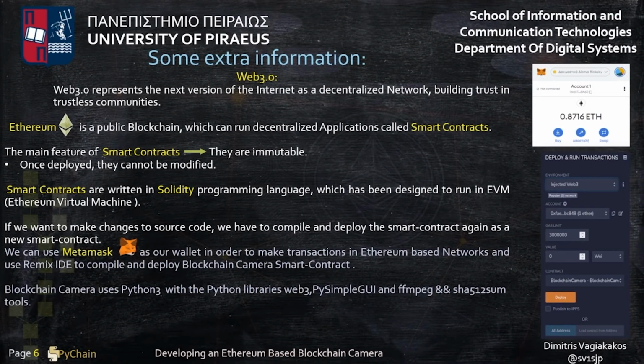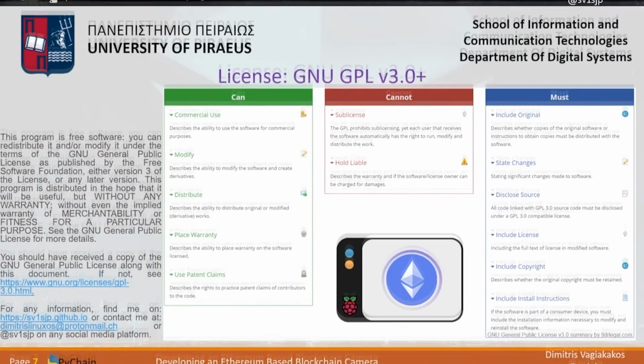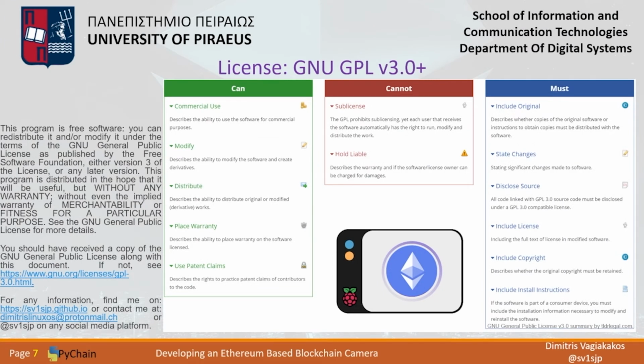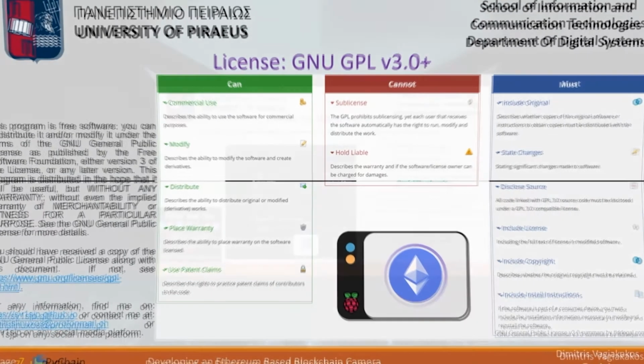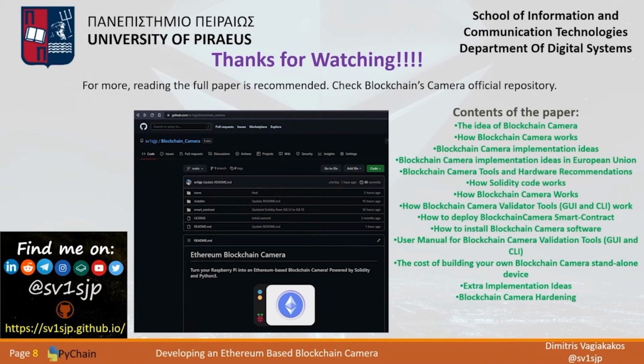Blockchain camera is implemented in Python3 and Solidity so it can run in any GNU Linux device and comes under GNU GPL version 3 plus license. For more information about how it works and how you can create your own blockchain camera, reading the full paper is recommended. Source code and paper can be found in the official GitHub repository of the project. There are many ideas and potentials to extend the main idea of blockchain camera, and that was the main reason I submitted this lightning talk.